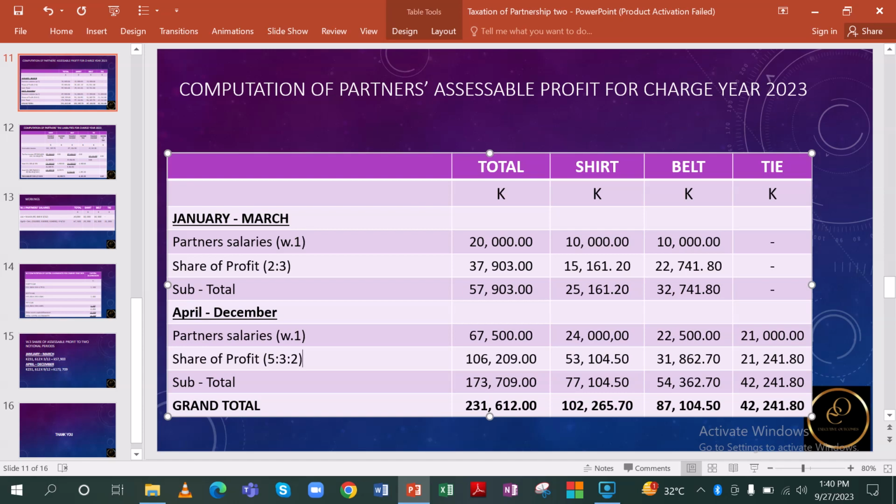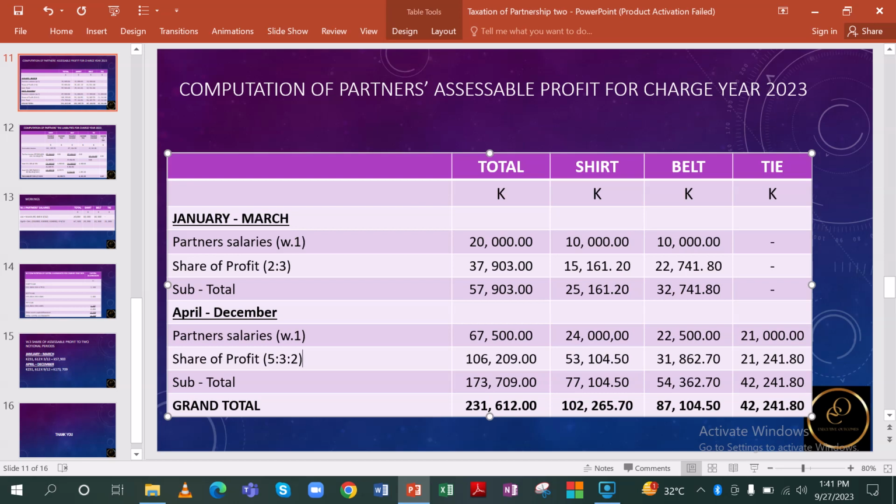We are going to get 21,241 kwacha 80 ngwe. Having done that, we look at this second notional period and find the subtotals. So we get 67,500 added to 106,209 kwacha to get the total 173,709 kwacha. Equally for Shet, we add 24,000 to 53,104 kwacha 50 ngwe.